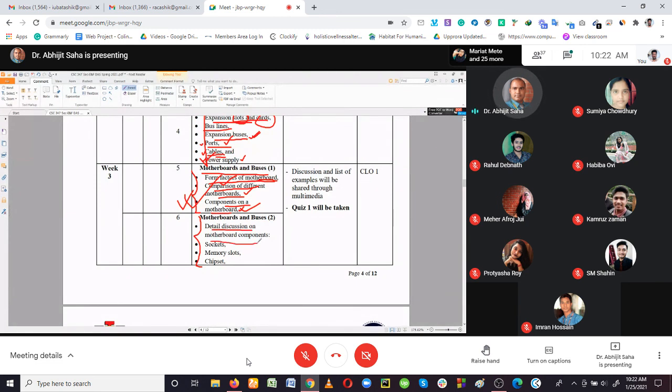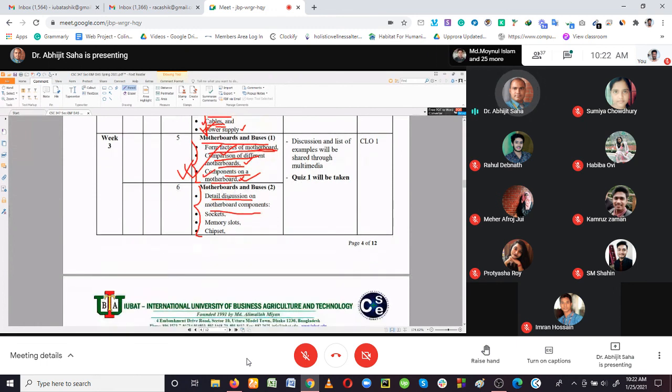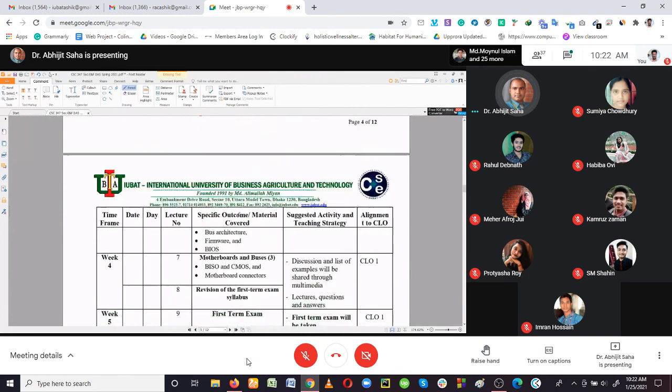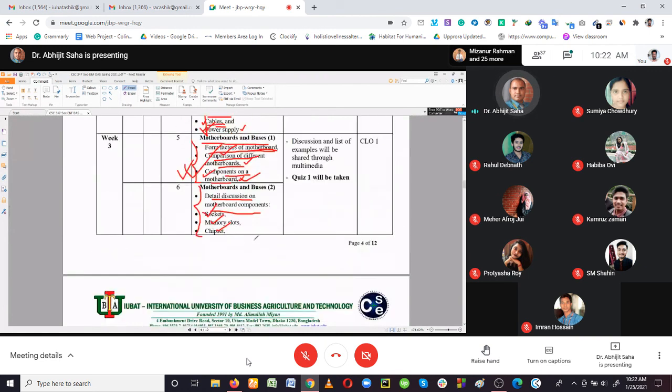on motherboard components, like what I mentioned here. These are the components we're talking about: the different sockets, memory slots, chipset, bus architecture, firmware, and BIOS. So these are the topics we are going to discuss.